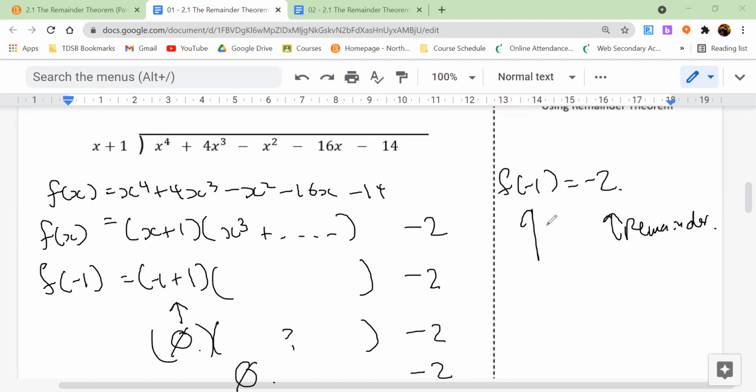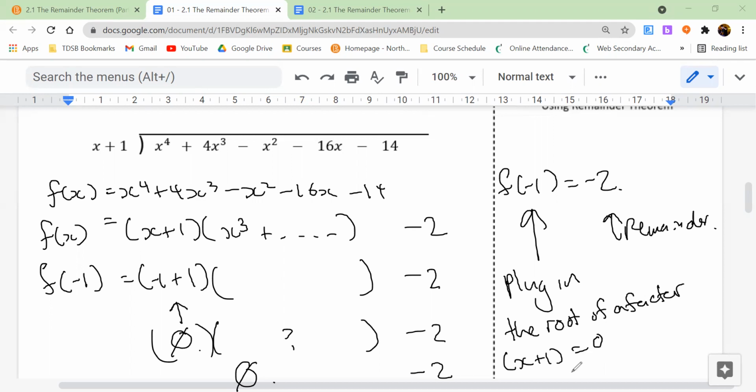Therefore, if you plug in the root of a factor, in other words, the factor is x plus 1, and that is a 0, that means x equals -1. If you plug in a -1 into the function, the answer is the same as the remainder. That's remainder theorem. If you plug in a root of an equation, you should get the remainder.